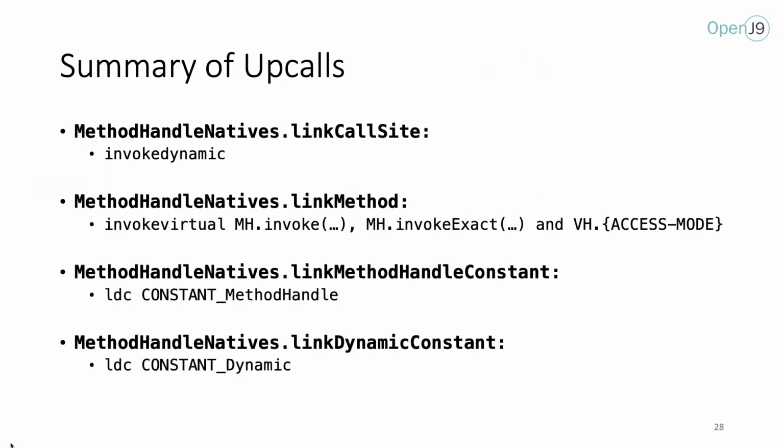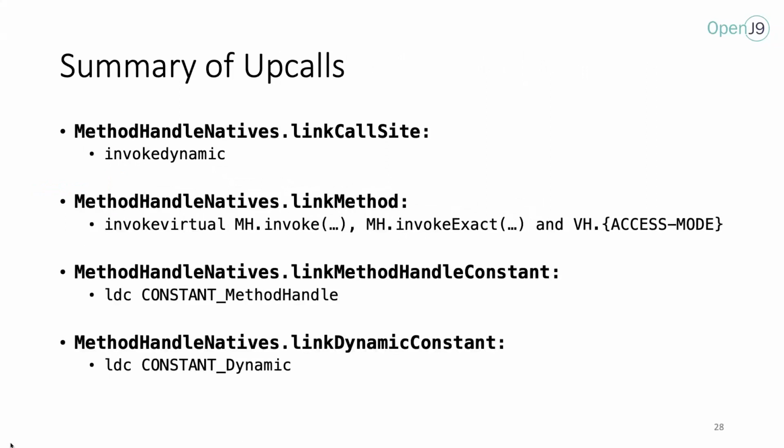So at this point, I think we've seen all use cases of a method handle. Now I'm just going to sum up all the VM support that we have seen in these use cases. So these are a number of upcalls in the examples.